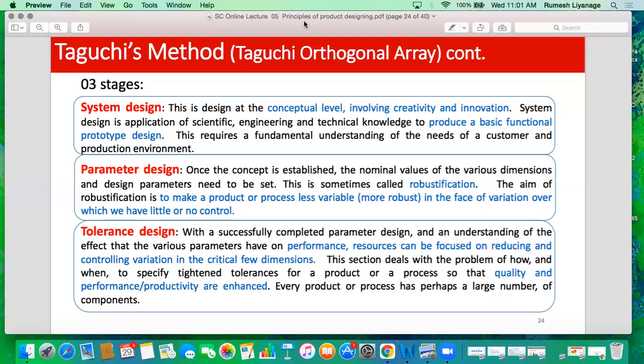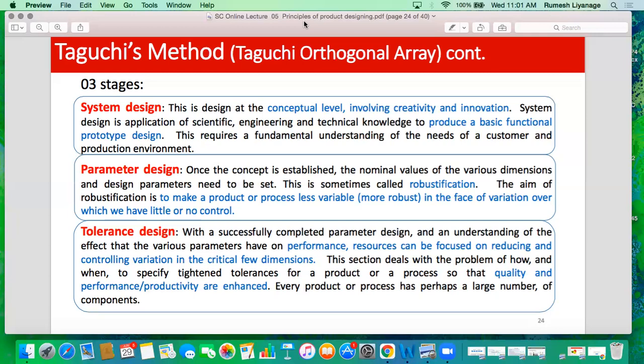Then finally, the tolerance design. We have 3 stages: system, parameter, and tolerance. System means the conceptual design. We just have to use some raw materials and develop. It is a prototype design. Parameter design is also a prototype design. Here it is actually robust design, so very low, no variations.